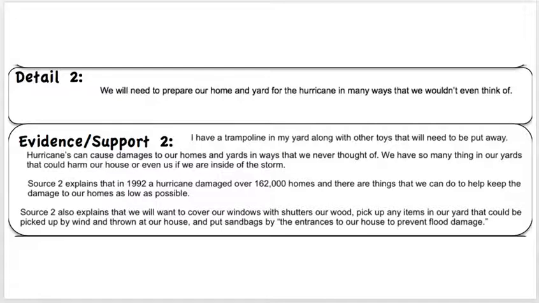Now I have 2 pieces of evidence from the text. So I pulled 2 pieces of evidence from the text, and it was source number 2, which talked about preparing your house and your yard during the hurricane. So source number 2 explains that in 1992, a hurricane damaged over 162,000 homes, and there are things that we can do to help keep the damage to our homes as low as possible.